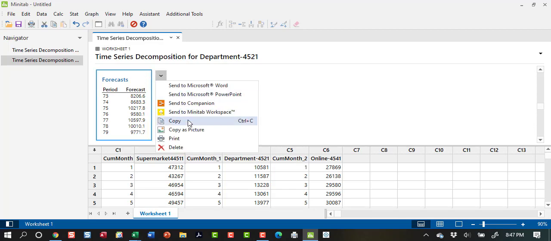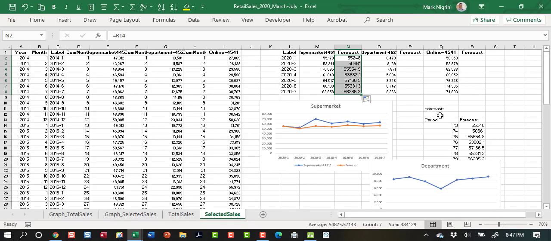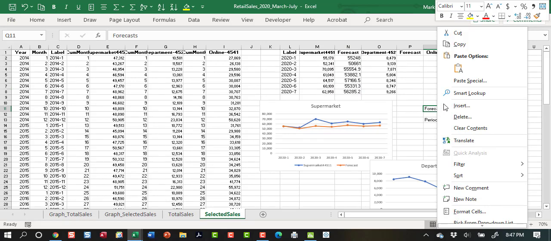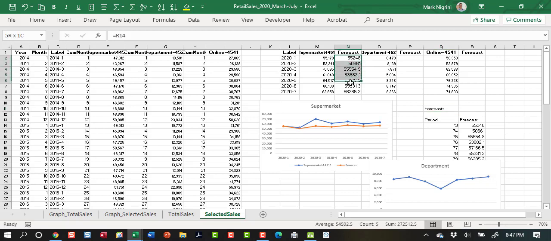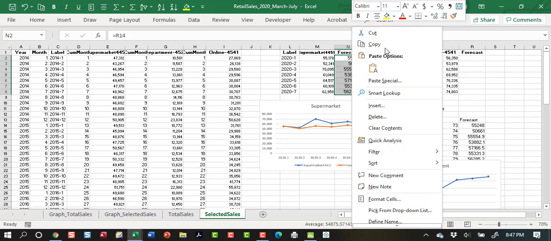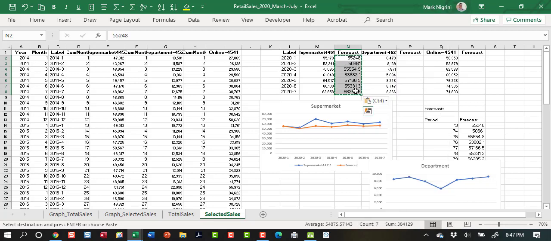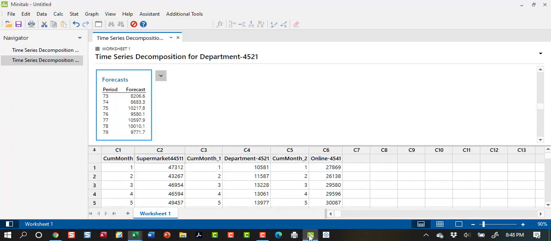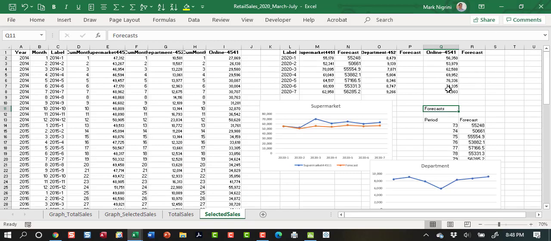Let's go up here. Forecasts, copy. Back to Excel, and I'm going to overwrite the data here. Paste. And now I have my new forecast here, but I should not have done that. Control Z, back here. I need to do a copy, paste values. Now it keeps that where it is. Let's just go back to Minitab. Copy. We won't do that again.